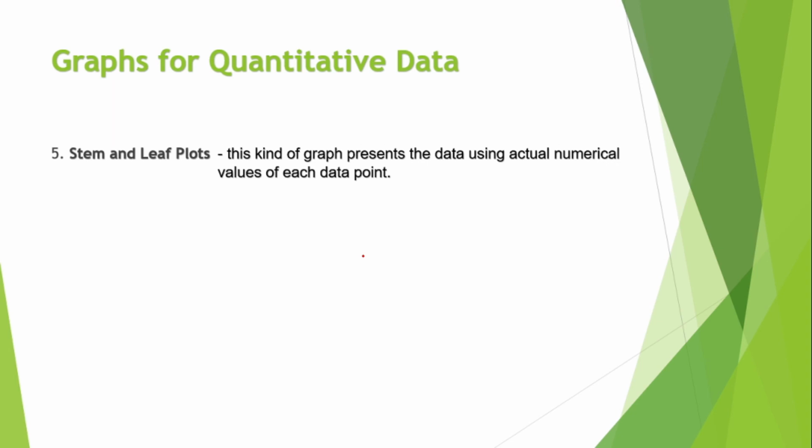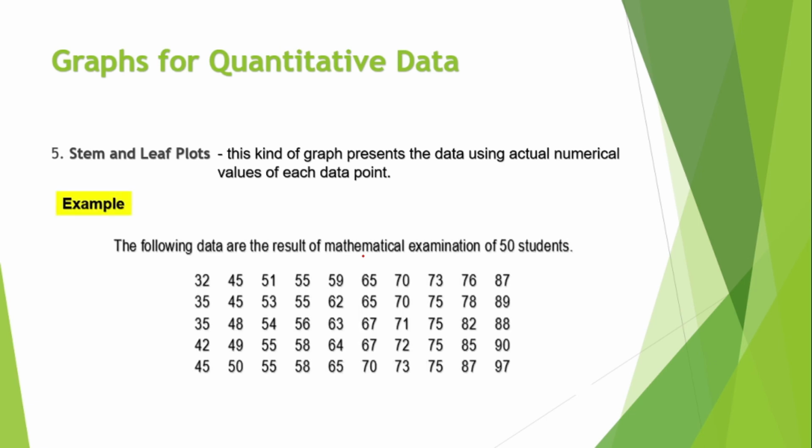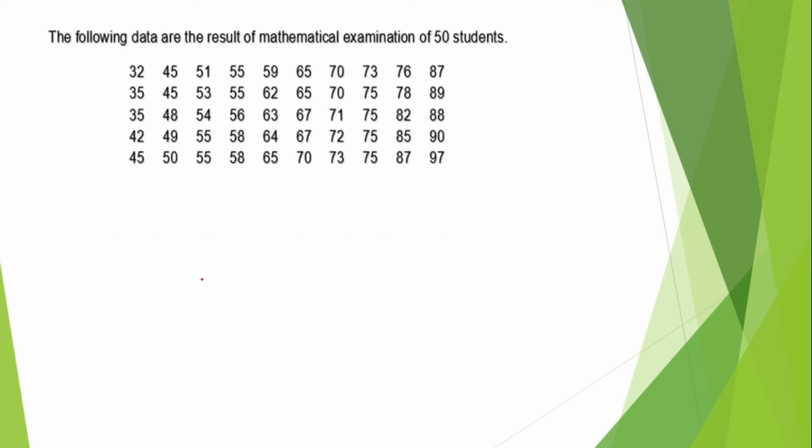This kind of graph represents the data using the actual numerical values of each data point. The following data are the results of a mathematical examination of 50 students. We have scores from 32 until 97. These are the results of a mathematical examination of 50 students, and each of them got a score in the mathematical examination.